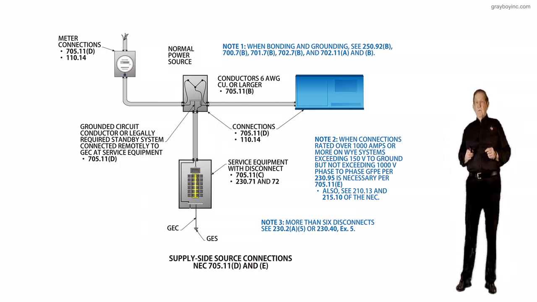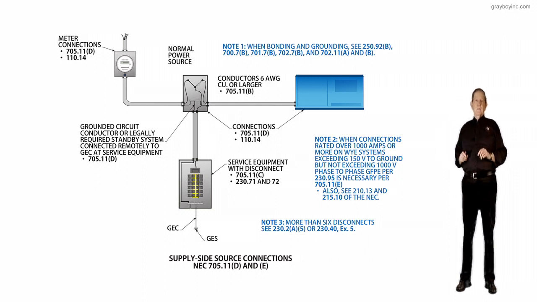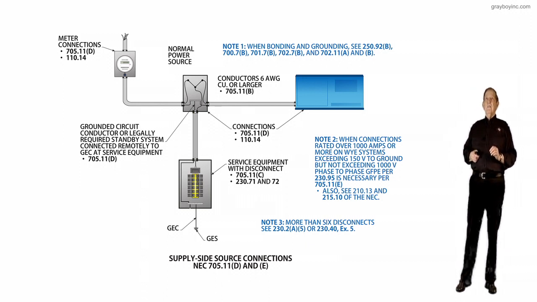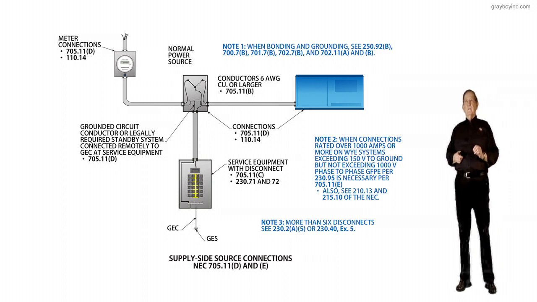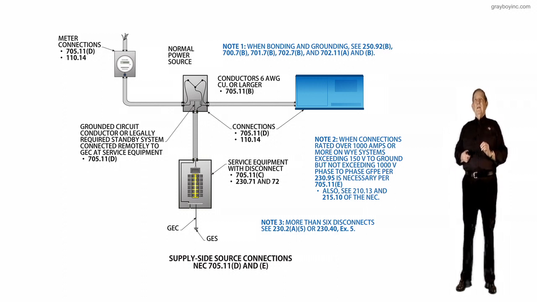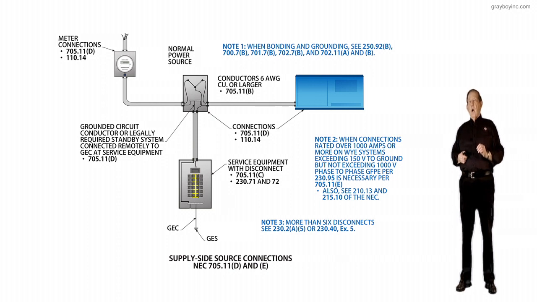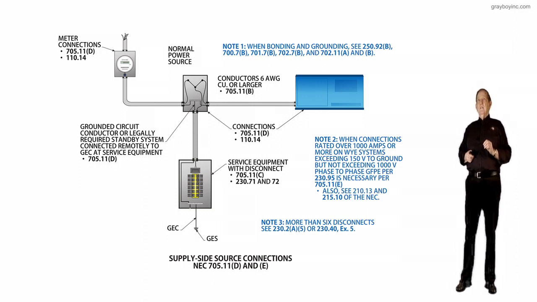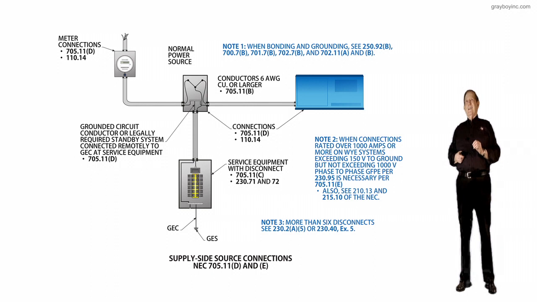Now to review the notes that explain this new section, let's review note one. Notice note one states, when bonding and grounding, see 250.92(B) as in boy, 700.7(B) as in boy if it's an emergency system type generator, 701.7(B) if it's a legally required standby generator, 702.7(B) as in boy for optional standby type generators, and then also we should deal with 702.11(A) and (B) if it's an optional standby generator.